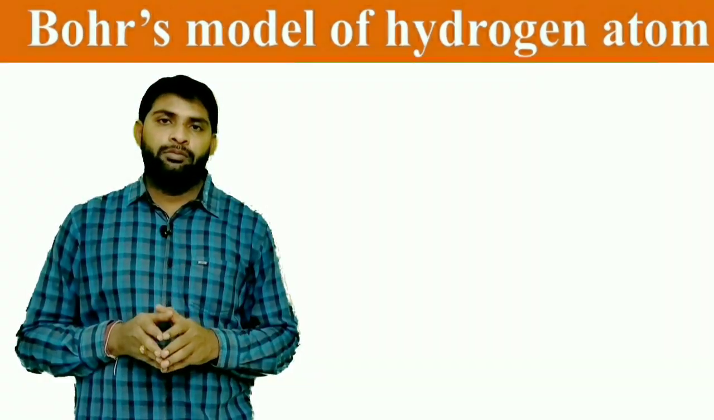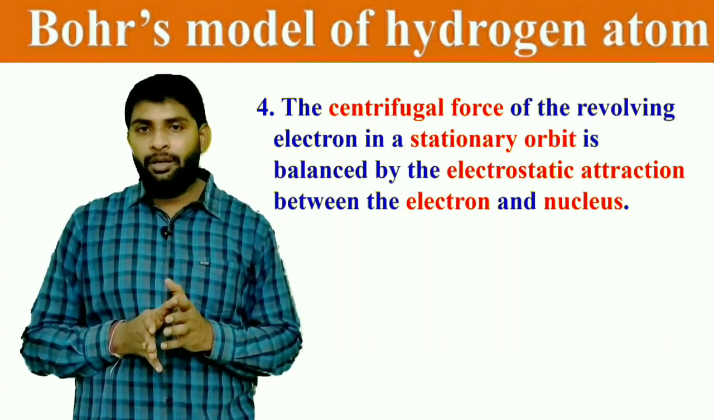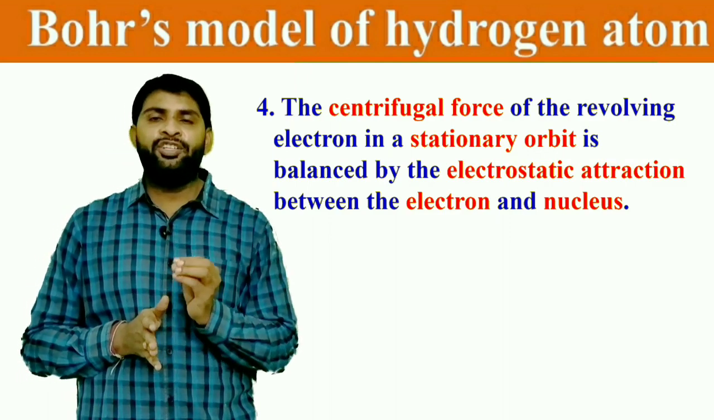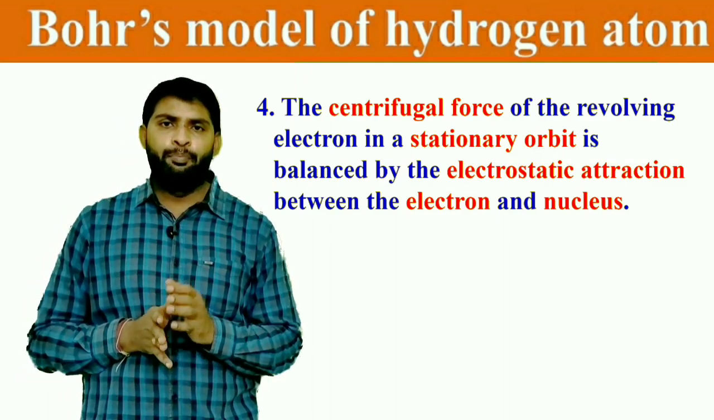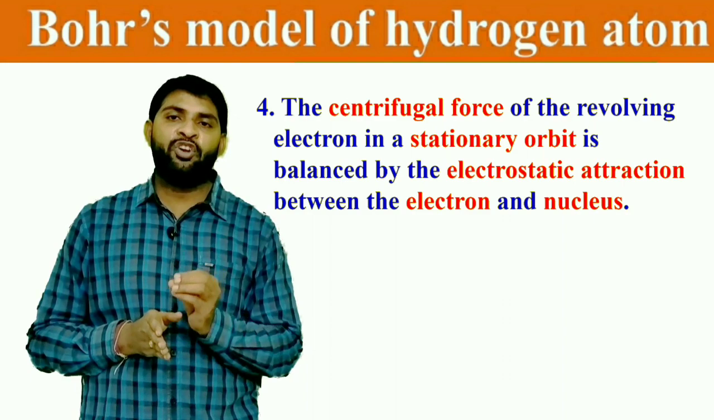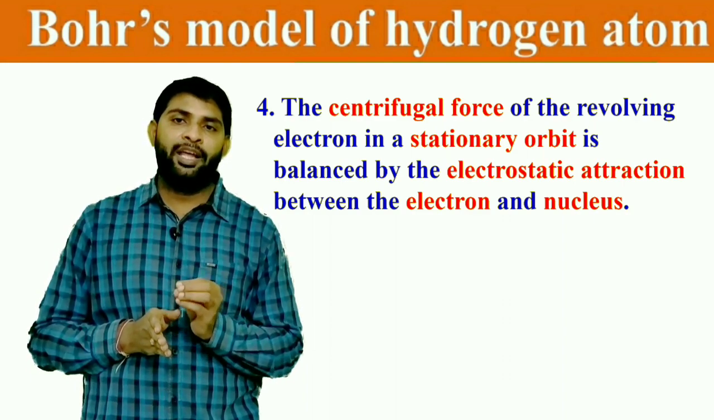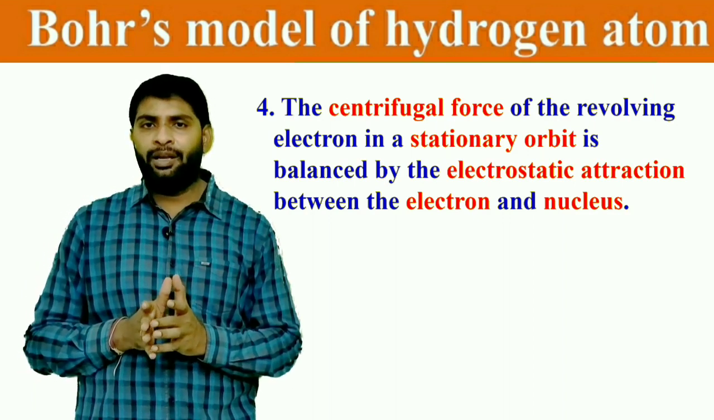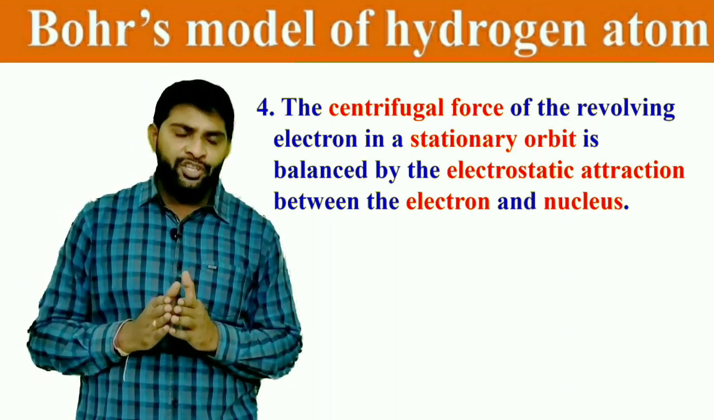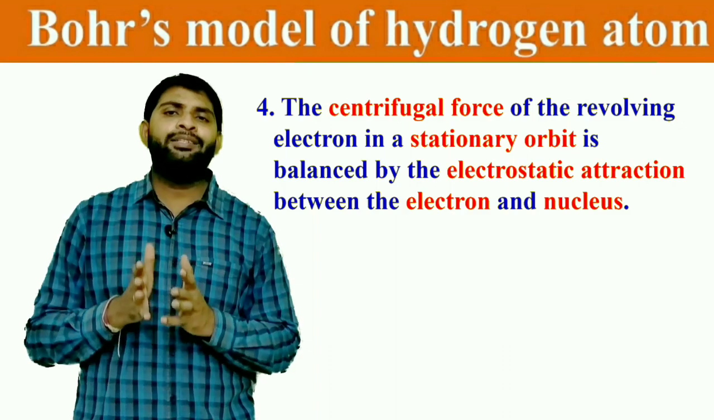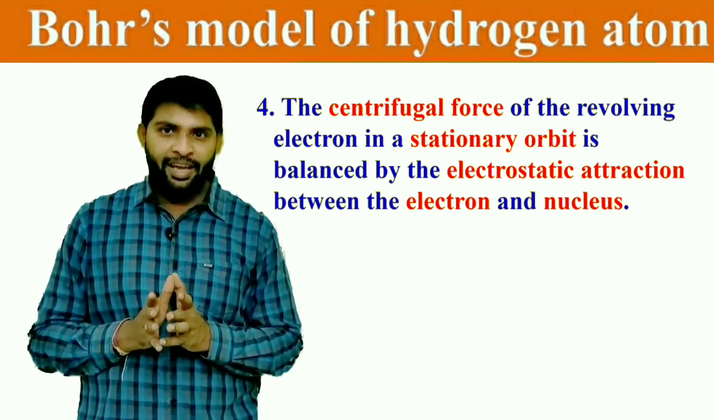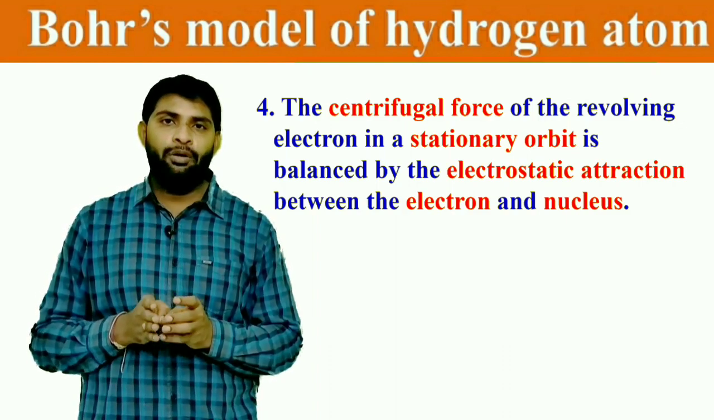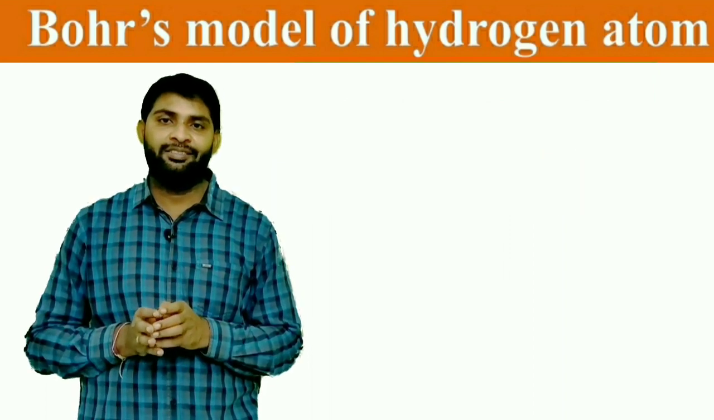Fourth point. The centrifugal force of the revolving electron in a stationary orbit is balanced by the electrostatic attraction between the electron and the nucleus.